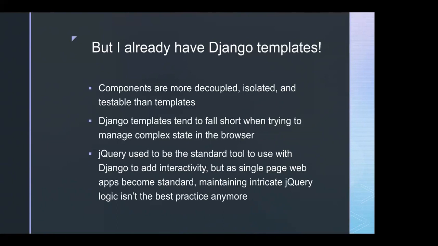Components, as opposed to templates, are much more decoupled, isolated, and testable than templates. Django templates tend to fall short when trying to maintain a very complex state within the browser, like a single page application. jQuery used to be the standard to use with Django to add interactivity. But as single page web apps become standard, maintaining intricate jQuery logic isn't really the best practice anymore.